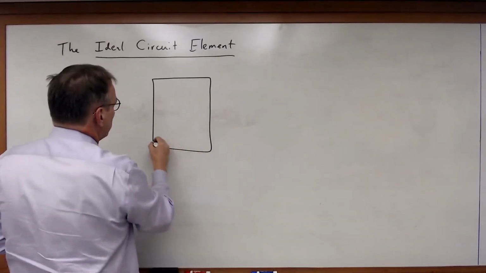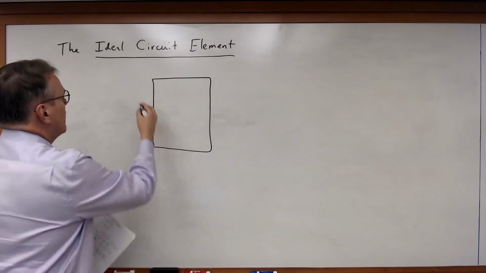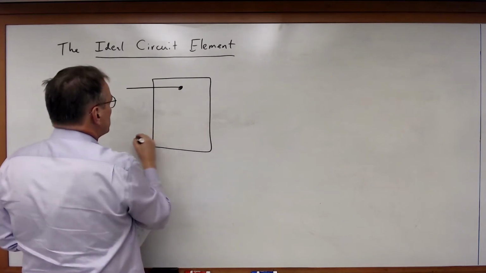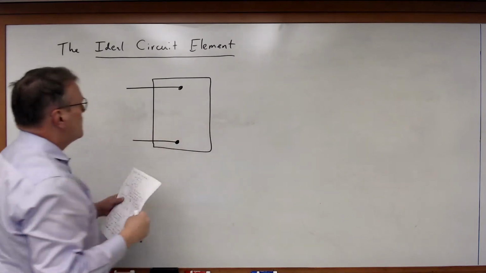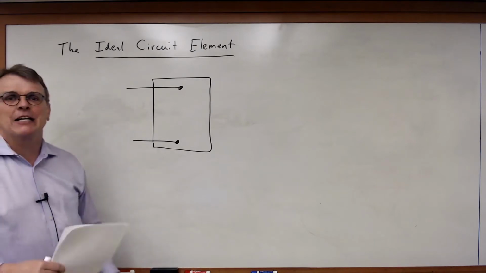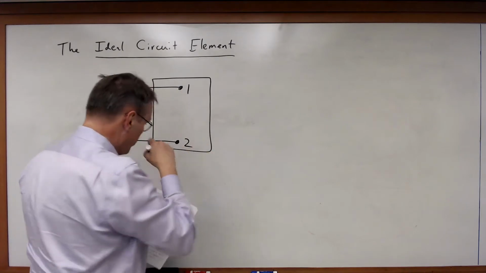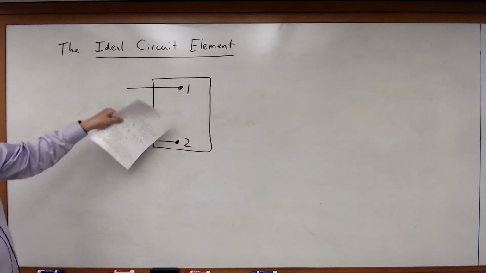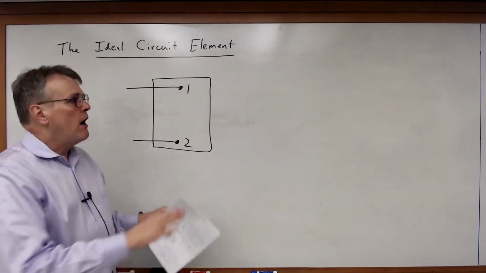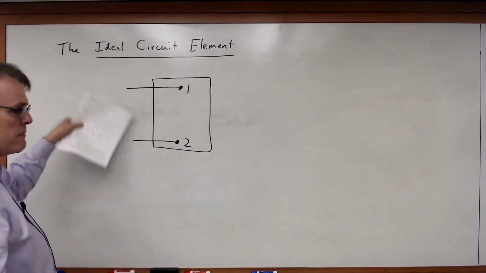I'm going to draw this block, and this block is going to represent our ideal element. An ideal circuit element is going to have two connections, or two terminals, connected to it. I'm going to label these 1 and 2, and I'm going to define a voltage and current in terms of these two terminals.